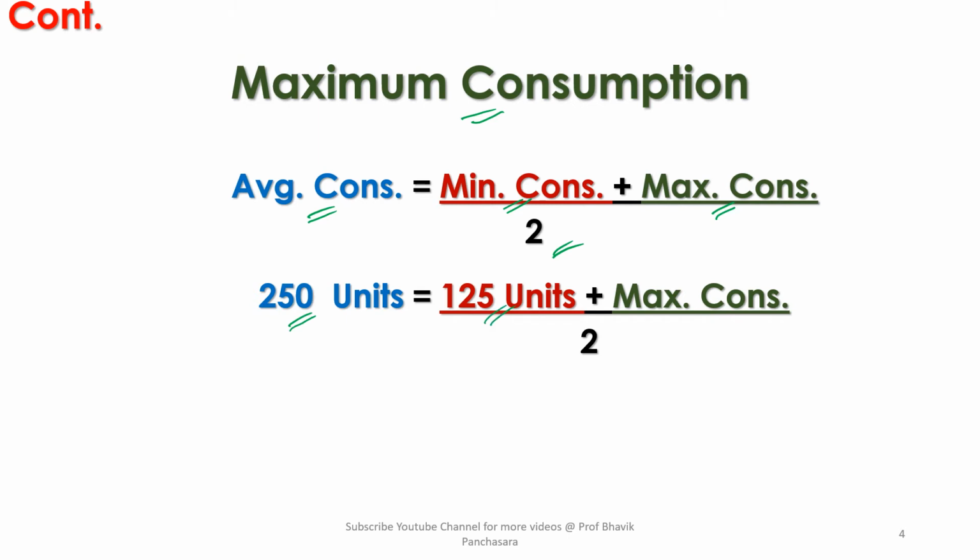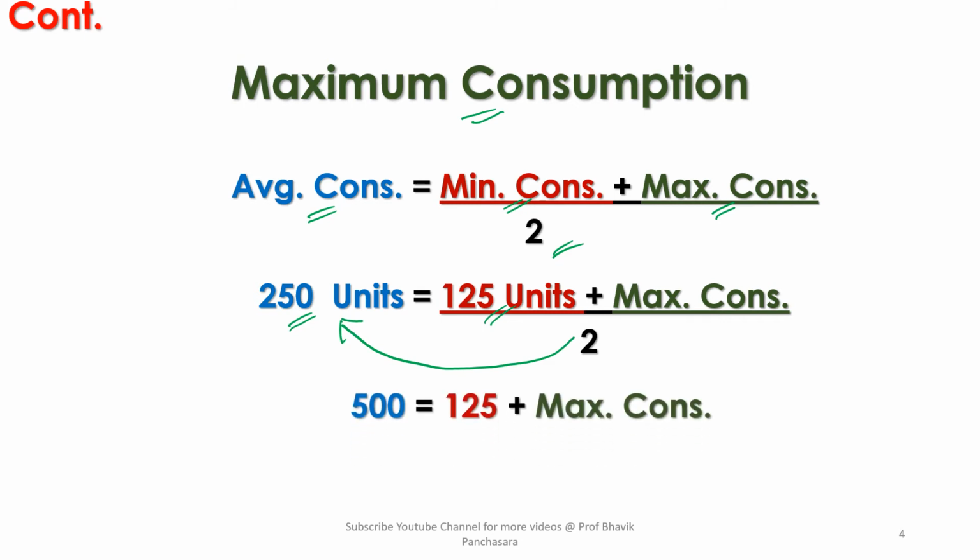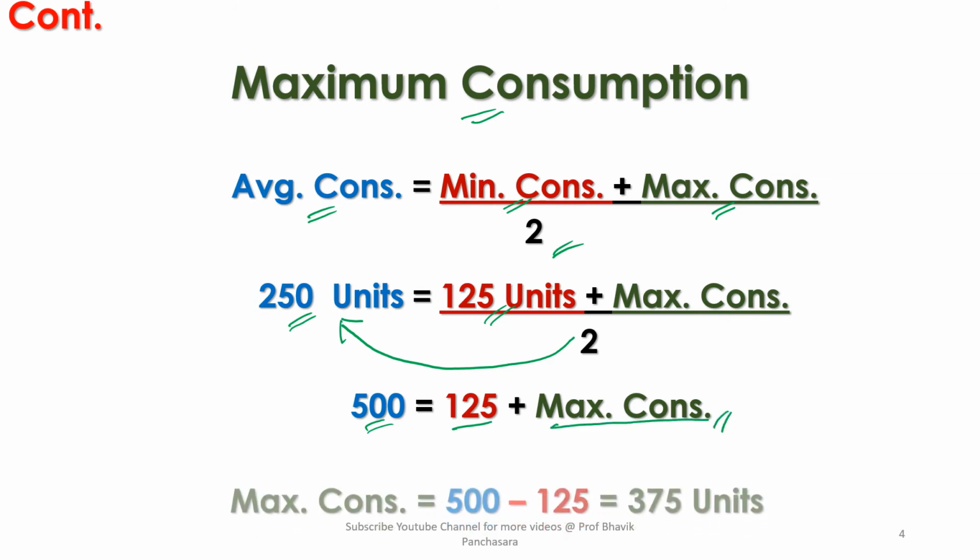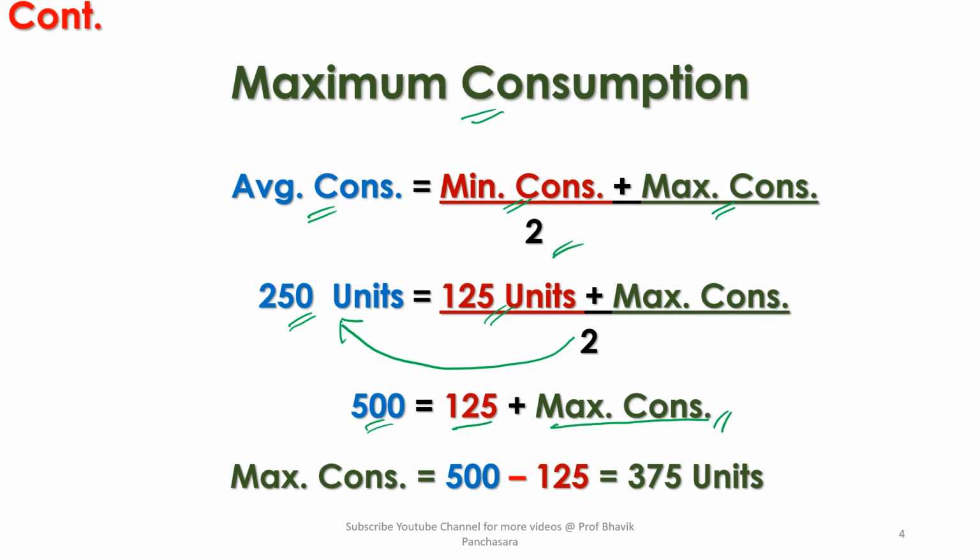Now, as per maths rule, these 2 will be multiplied with 250 units given on the left side. So, formula will be like this: 500 is equal to 125 plus maximum consumption. Now, we want to calculate maximum consumption. So, we have to deduct 125 from 500 units. So, the final answer is 375 units. So, we can say that the maximum consumption here is 375 units.